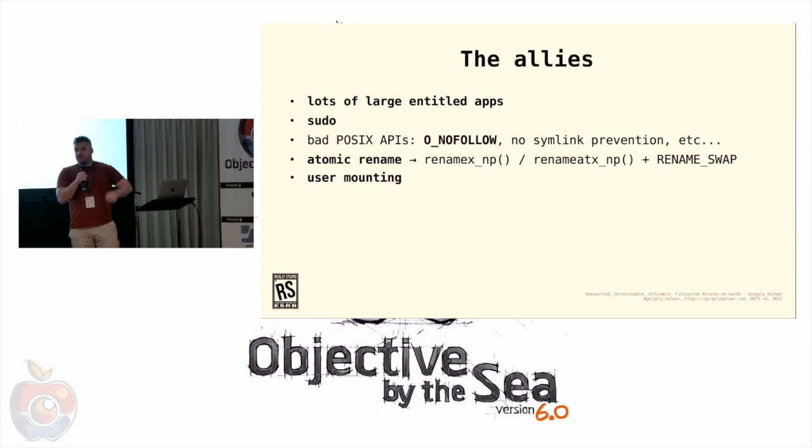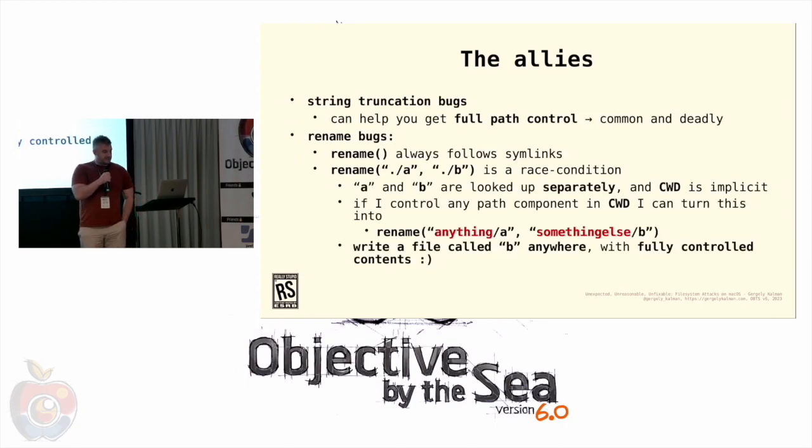And that's very good, because I'm racing stuff, so the quicker the better. And user mounting, as I previously said. There are also string truncation bugs, which are normally irrelevant, maybe informative, who cares? Well, guess what? This can turn a partial path control into a full path control, which is deadly in this situation. This is very common, actually.